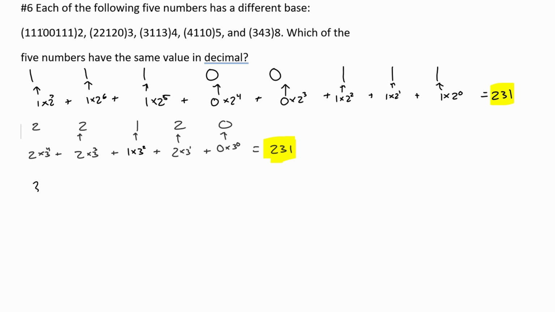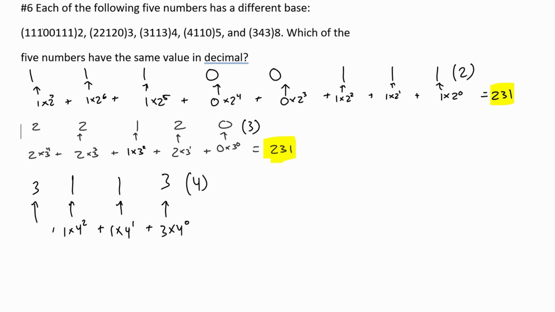We next have a 3, 3, 1, 1, 3 with a base of 4. So this one we had a base of 2, which we noted here. This one we had a base of 3, which we noted right here. And then this one we're going to have a base of 4. So in this one, we're going to have a 3 times our 4 to the 0th power, plus we're going to have a 1 times our 4 to the first power, plus 1 times 4 to the second power, plus 1 times 4 to the third power.